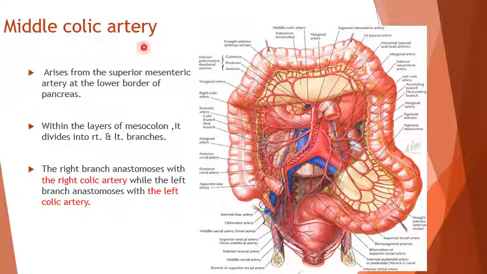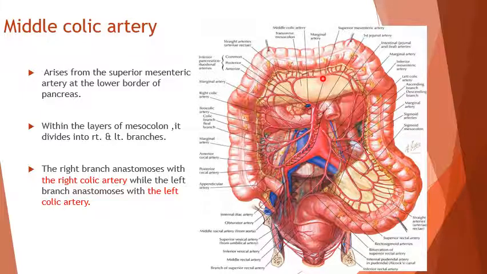Now the middle colic artery arises from the superior mesenteric artery at the lower border of the pancreas. This is the pancreas, so here at its lower border the middle colic artery is arising. Then within the layers of the transverse mesocolon, it divides into a right and a left branch. This is the right branch and this is the left branch.